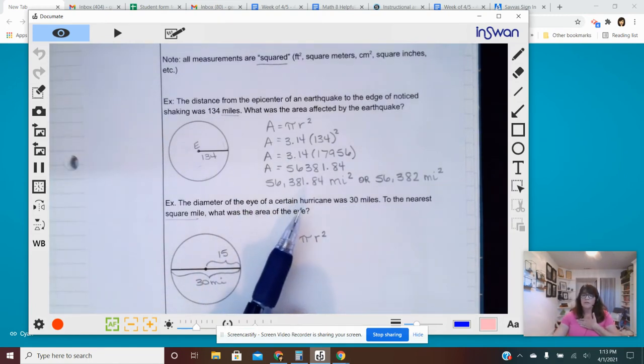Now, nerd confession, I cannot even say eye of the hurricane anymore without thinking of the Hamilton song.